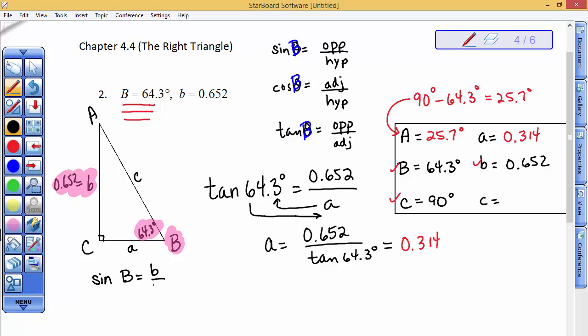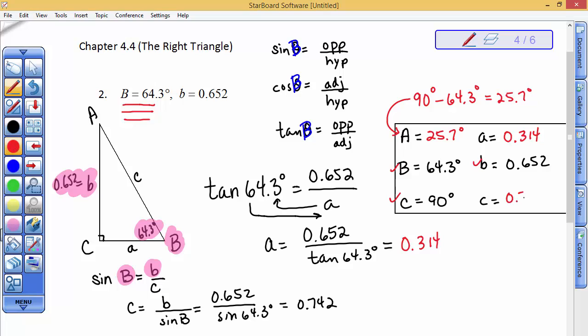So again, I was given this, I was given this. I can find side C. Move this over here. You would find side C by taking little b and dividing it by the sine of angle B. So for us, that's going to be 0.652 divided by the sine of 64.3 degrees. And if you do that, side C will be equal to 0.742. And don't forget, if you put these two into the Pythagorean theorem, squared them, added them together, and took the square root, you would get this.